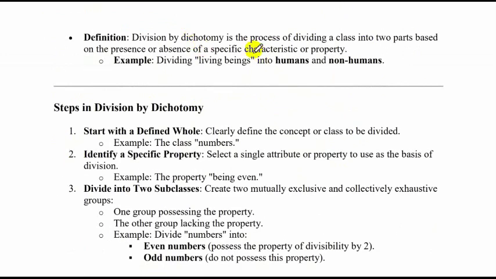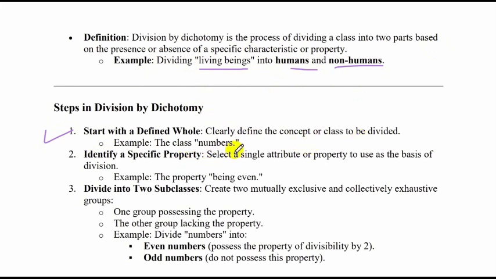Division by dichotomy is a process of dividing a class into two parts based on the presence or absence of a specific characteristic or property, humans, non-human beings. That is, the broad category of living beings into humans and non-humans. Steps in division by dichotomy. Start with a defined whole. Clearly define the concept or class to be divided.